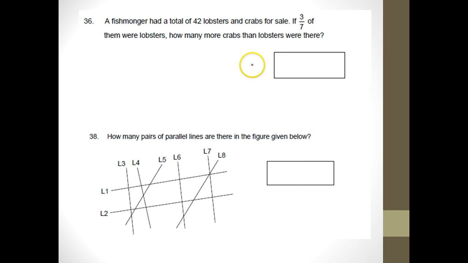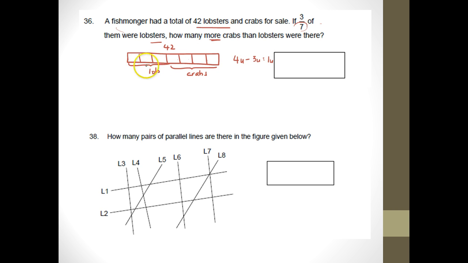Question 36. A fishmonger had a total of 42 lobsters and crab for sale. If 3/7 of them were lobsters, so altogether there are 42, which is the whole. There are altogether 7 units. 3 units were lobster and the other 4 units were crabs. How many more crabs than lobsters were there? So there are 4 units of crabs minus 3 units of lobster with 1 unit more, right?